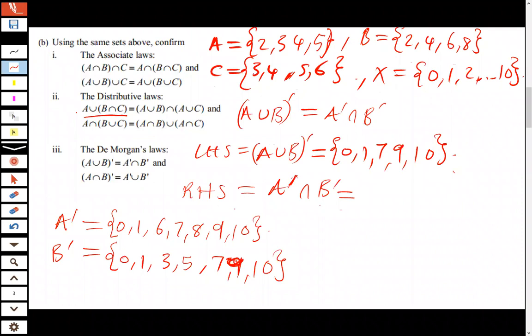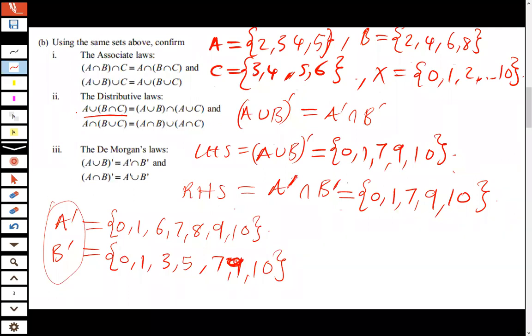Now to find A complement intersection B complement, we simply find the common elements between these two sets. As we can see, 0 is common. We have 1. Then we have 7, then 9, then 10 is also common. So this is the solution for A complement intersection B complement.